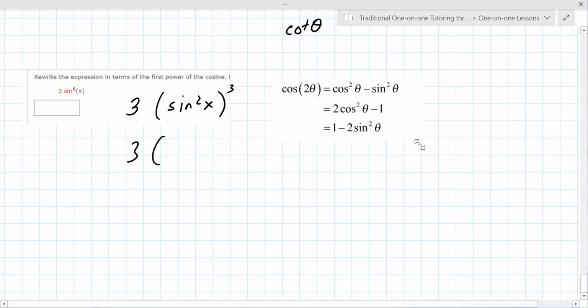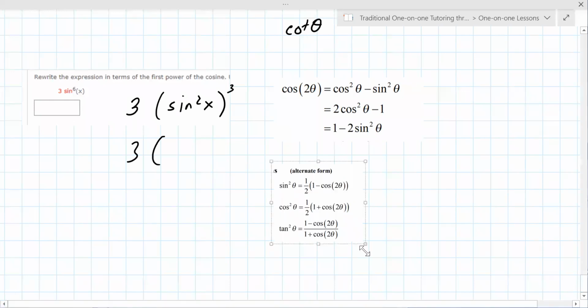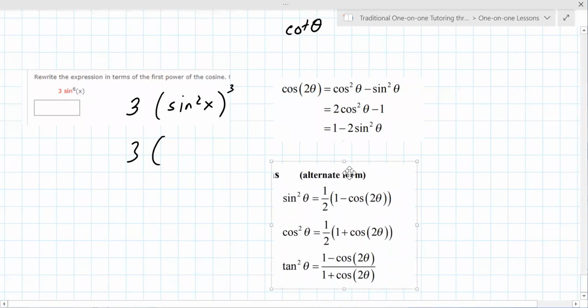All right, so here are the double angle formulas, but then if you go to page 3, they also give you the alternate form of the half angles, which I think is maybe more useful here to know. They already tell you what sine squared is. Sine squared is 1/2 of 1 minus cosine 2x, cubed.